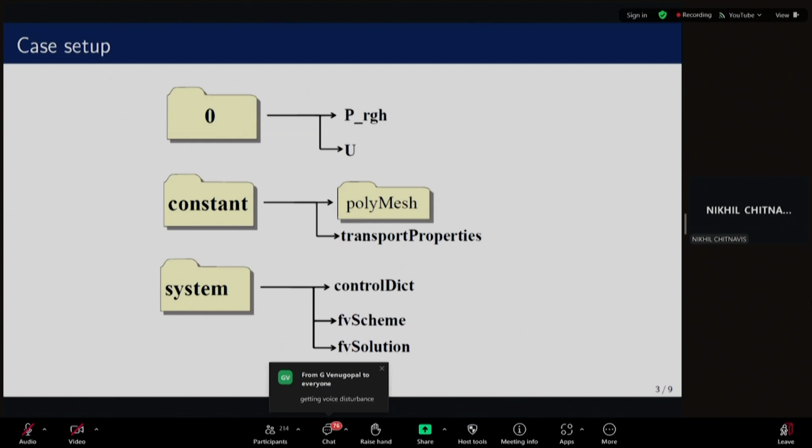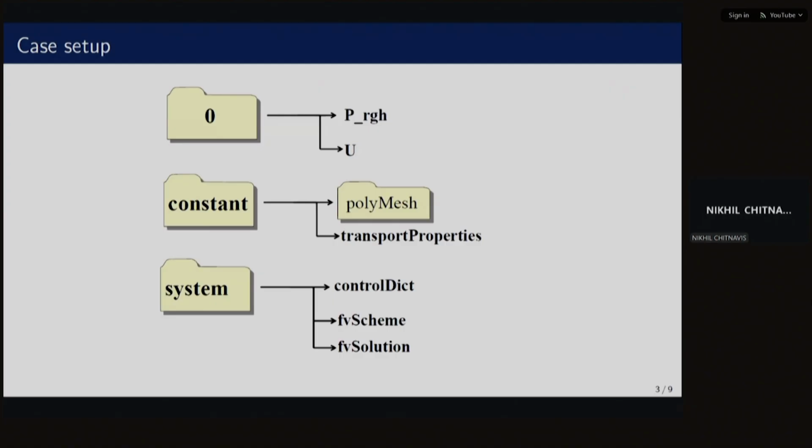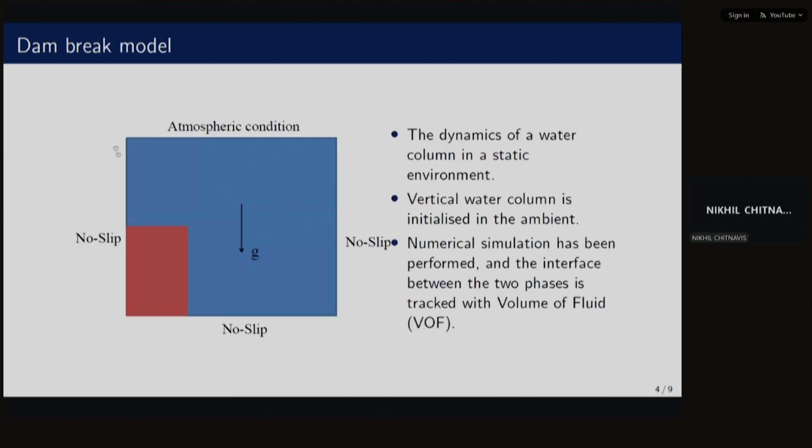Then coming to constant, which consists of the parameters of the fluid, which has density, viscosity, and even the information related to the mesh. And the system folder, which consists of the controlling parameters of the solver, what discretization scheme we're going to use, and the matrix solver. So this is the first case, which is called the dam break model.